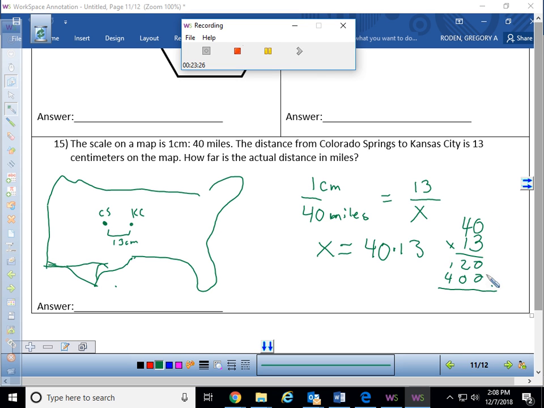Sorry, I messed up, so I went back and did it again. 3 times 0 is 0. 3 times 4 is 12. Bring a 0 down. 1 times 0 is 0. 1 times 4 is 4. We add it up. We get a 0. We get a 2. And we get a 5. So our final answer is 520 miles between Kansas City and Colorado Springs. I think you could probably drive that in one long day. Okay, so hopefully this helps, guys, and you're ready for your final test of second quarter. Good luck.